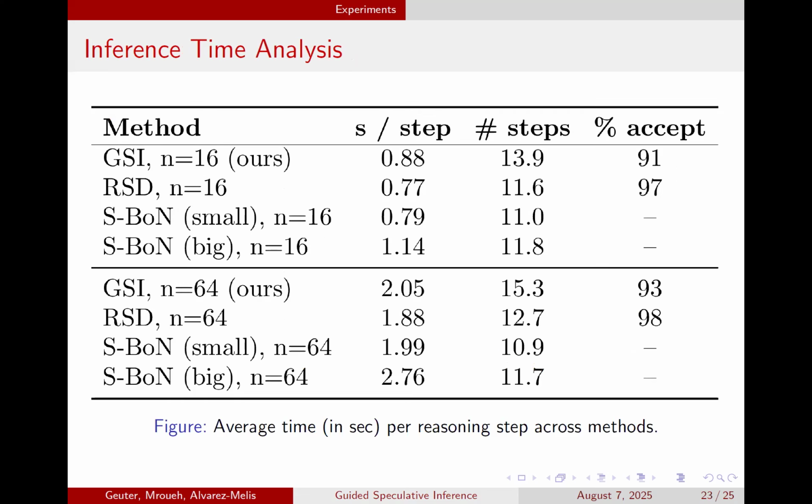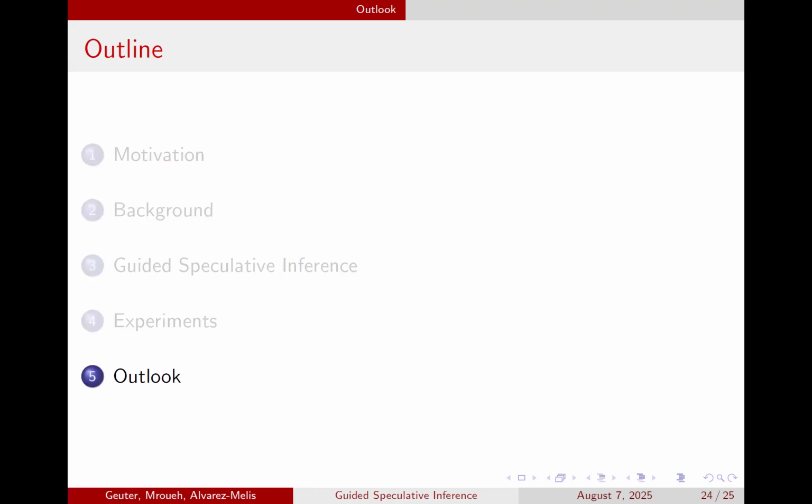And why we do this instead of just doing soft-SFN with a big model is what this table shows. Here we measure the inference time in seconds per reasoning step across different methods. You can see soft-SFN with a big model is always significantly higher, and our method is closer to the time needed by soft-SFN with a small model. So it strikes a balance between inference speed and accuracy. Okay, that was it for experiments.